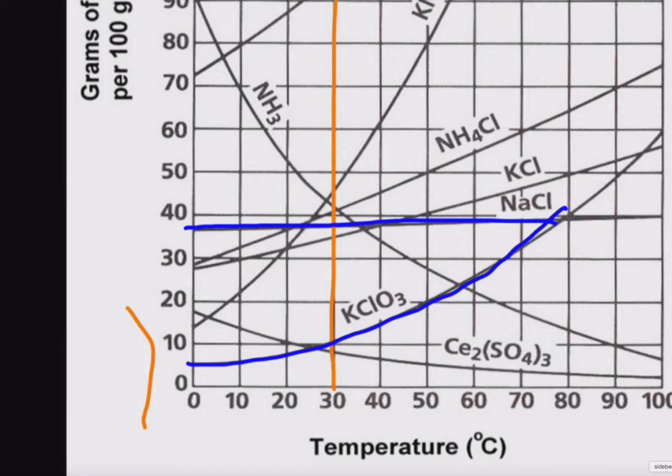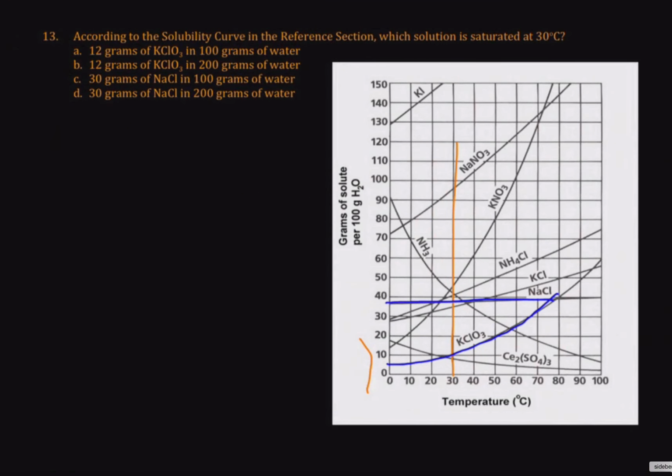Okay, so that's what we're comparing to our answers. And the other thing that we need to know is that the chart is based on 100 grams of water. So the values that are on here are per 100 grams. Some of these choices have 200 grams, which means it would be double whatever the chart says. So which one of these fits?